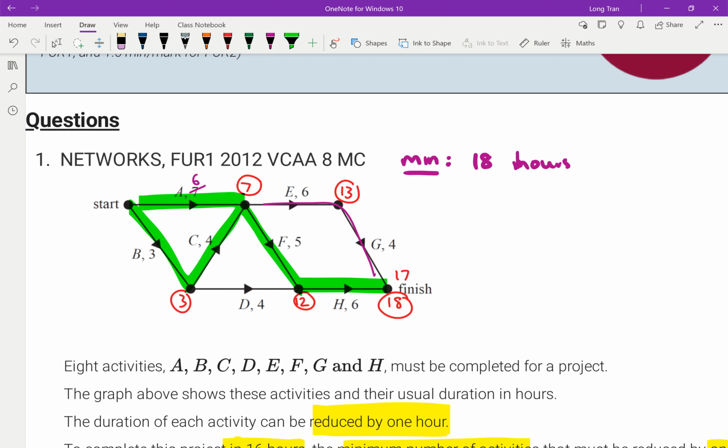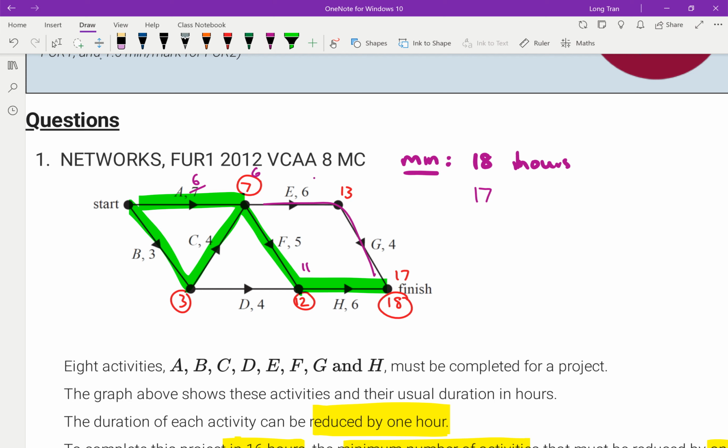17 hours. So remember, if I did that to 6, this now becomes 6. 6 plus 5 is 11. 11 plus 6 is 17. But also keep in mind, what's the top value? That's now 6 plus 6 is 12, and 12 plus 4 is 16. So maybe it's still okay.